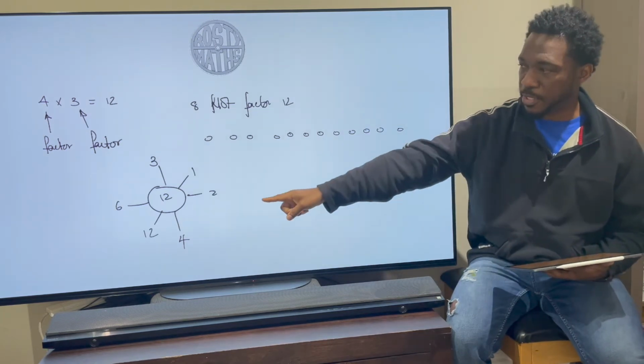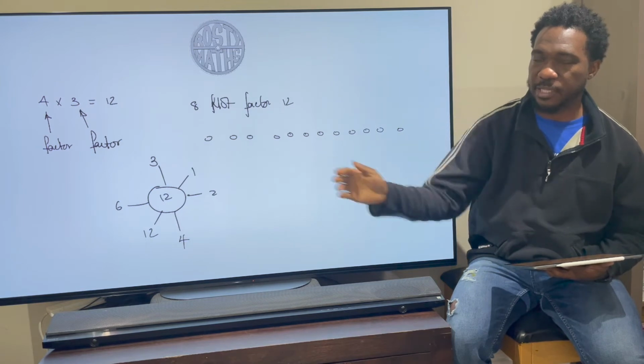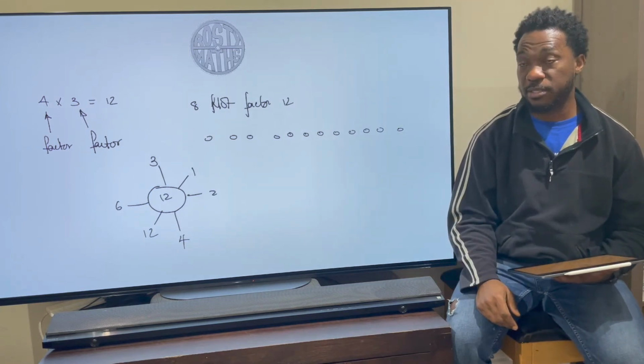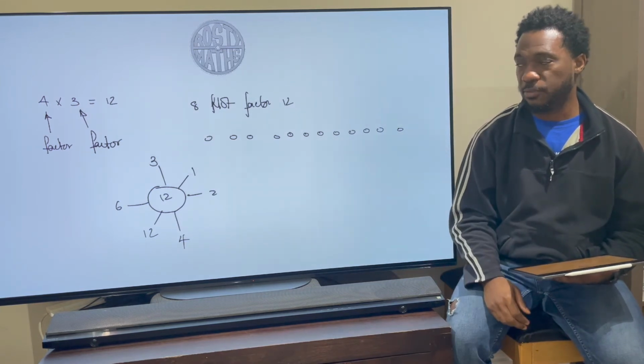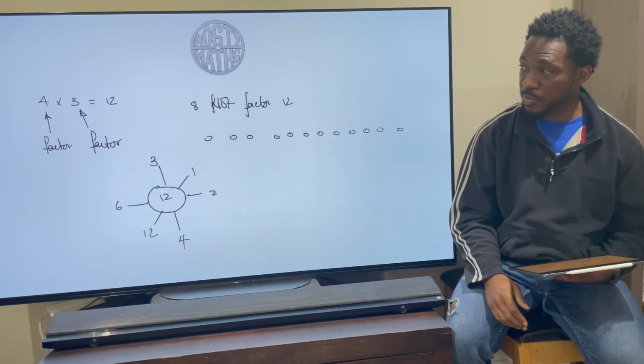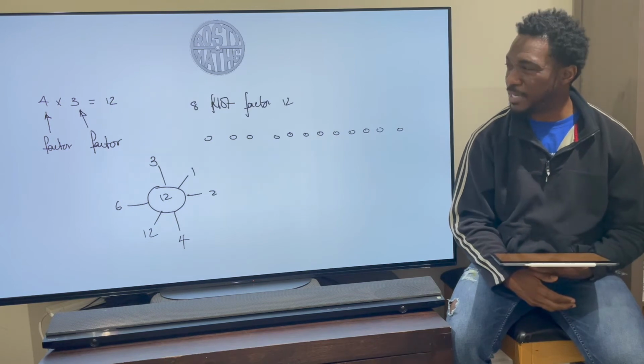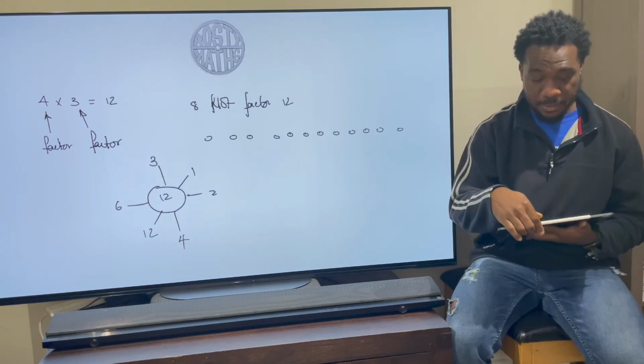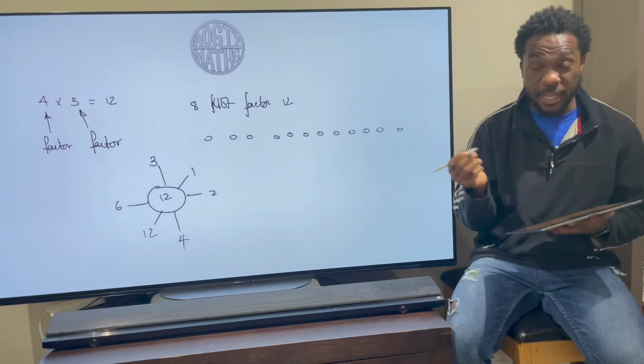Hold that thought because you can see down there 12 is a factor of itself. When we come back around to multiples, we'll see that something really unique happens there. So those are my factors of 12. And you might be thinking, have I got all my factors? Let me try something else. Maybe I can try 5s, who knows?